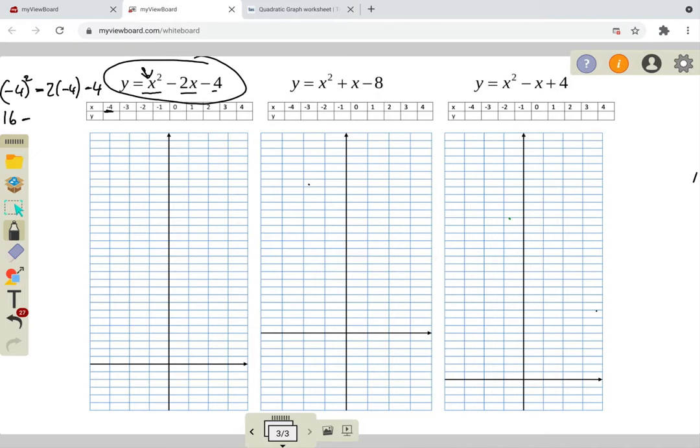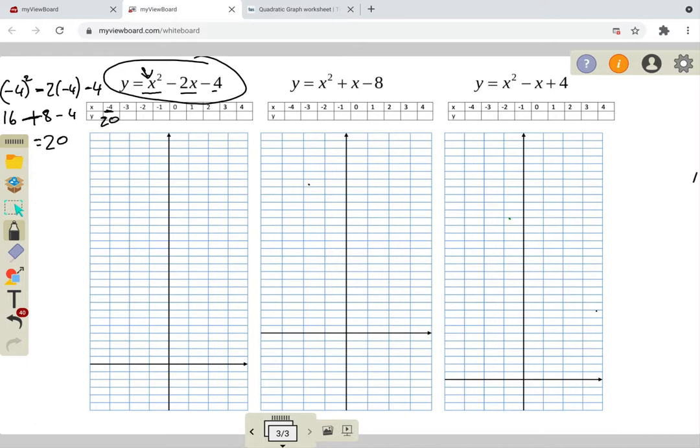Take away minus 8 minus 4. Minus and a minus make a plus. 16 plus 8 is 24. Take away 4 gives me 20. Okay, so my first point is 20. Okay, next one. I'm going to substitute minus 3 into this.